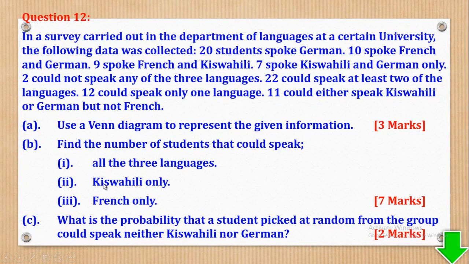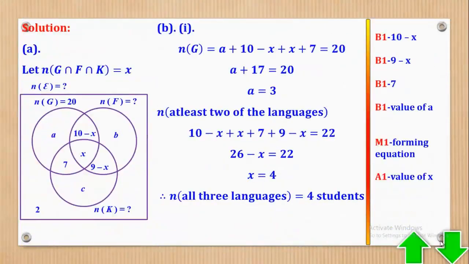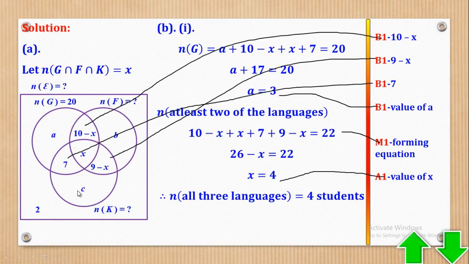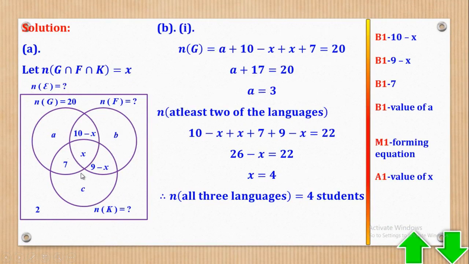Roman 2, they wanted Swahili only, and Roman 3, they wanted French only. Then lastly, part C, they wanted the probability that a student picked at random from a group could speak neither Swahili nor Germany. So let's see how those are done. So Kiswahili only is this value of C, and French only is the value of B. So in other words, they want you to get the value of B and the value of C.